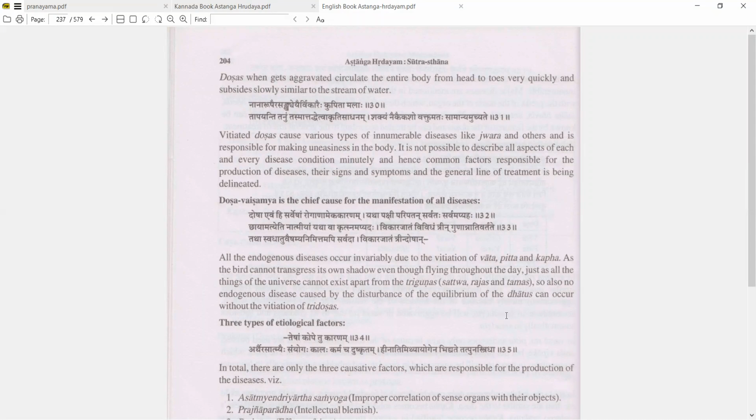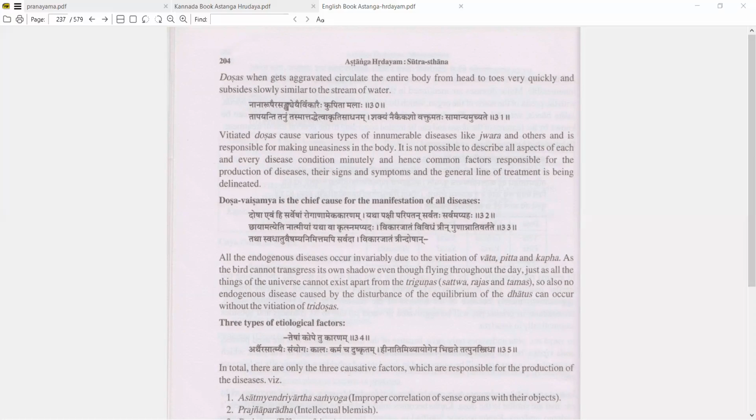Nature of aggravation and subsidence of doshas. Doshas, when aggravated, circulate the entire body from head to toes very quickly and subside slowly, similar to the stream of water. Vitiated doshas cause various types of innumerable diseases like jvara and others, and are responsible for making uneasiness in the body. It is not possible to describe all aspects of each and every disease condition minutely, and hence common factors responsible for the production of diseases, their signs and symptoms, and the general line of treatment are being delineated. Dosha Vaishamya is the chief cause for the manifestation of all diseases.